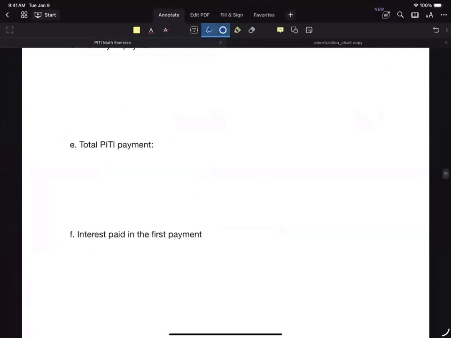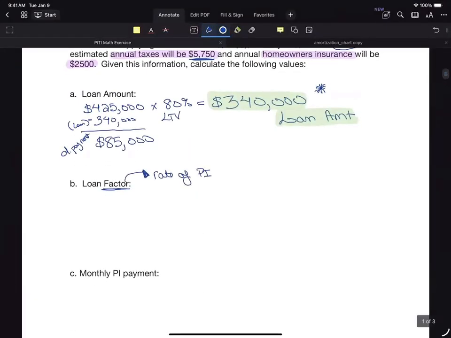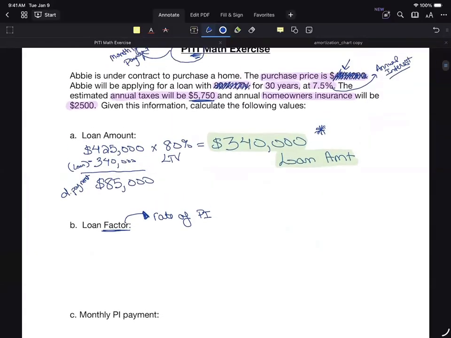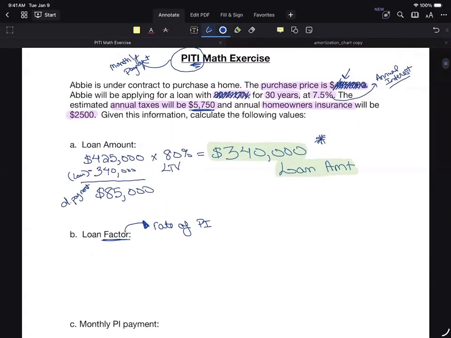When we come back into this problem, it's asking us to find the loan factor. Any clue on how to find this? We would have to look at the loan amount and the interest rate of 7.5% for 30 years. You're close. We need two pieces of information. We need to know that the loan is for 30 years, and we need to know it's at 7.5%.